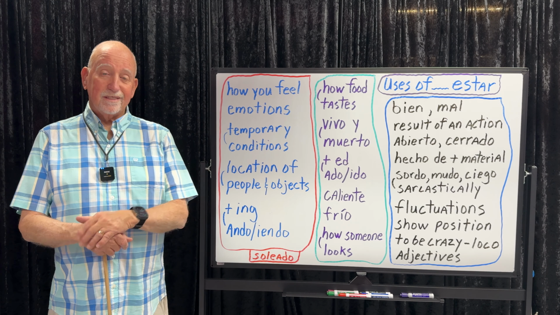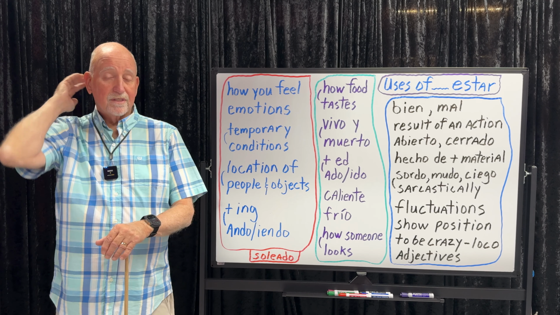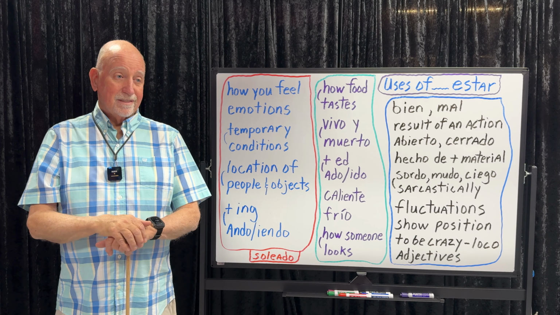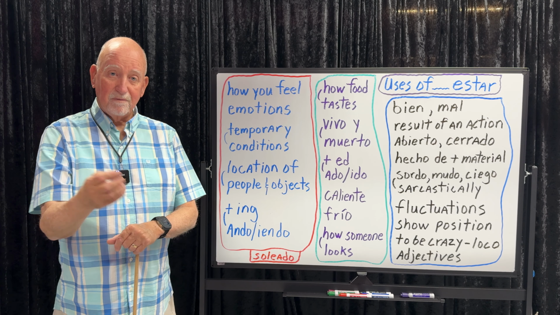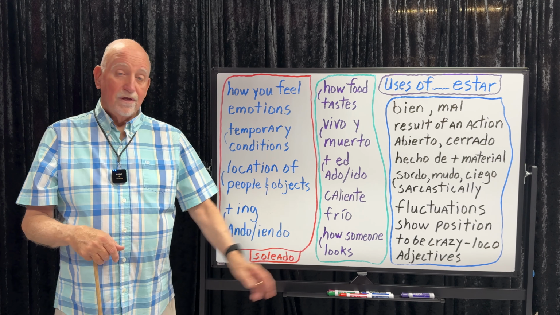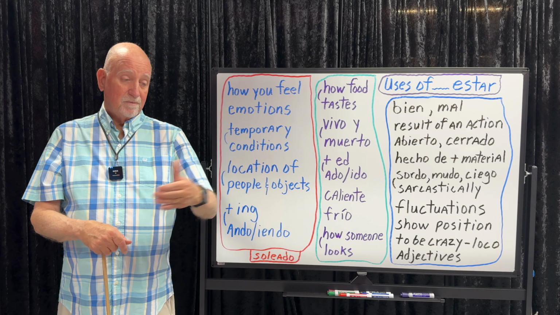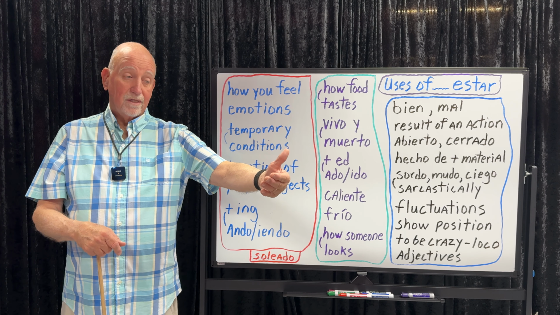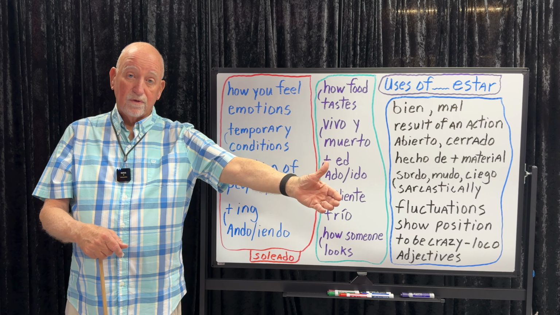How someone looks, that's a nice one, right? You go clothes shopping and she puts on a dress and you say, wow, estás preciosa, you look great. Estás muy bonita, estás lindísima. How someone looks. You could say, you're looking at a picture. How someone looks in the picture, está muy alto, he looks very tall. Está un poco bajo en la foto, he looks kind of short in the picture.